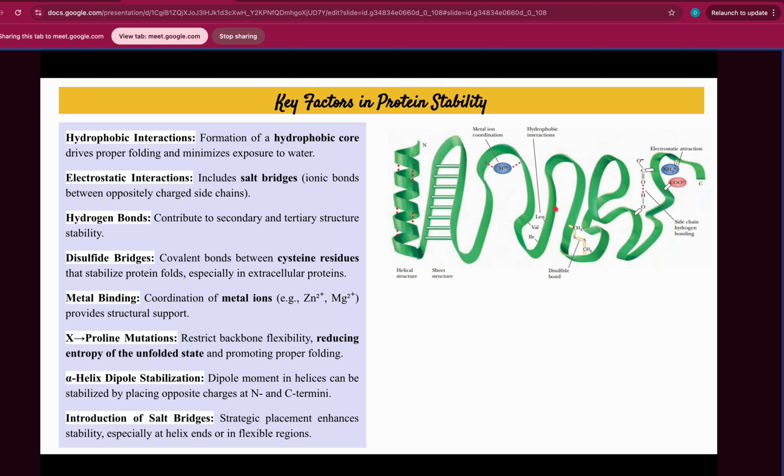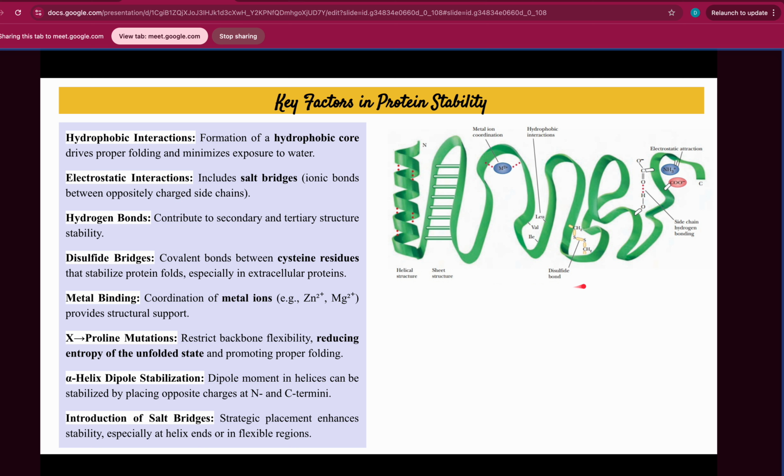So they are normally observed in the protein cores. Then there are electrostatic interactions, which are also responsible for the stability. So electrostatic, as the name suggests, involves the salt bridges or the ionic bonds, and it is observed between the oppositely charged amino acids.